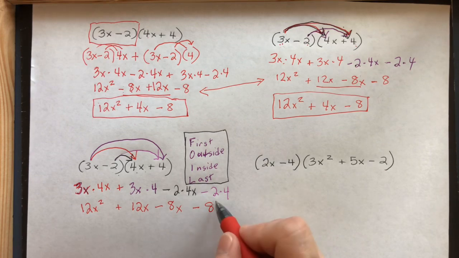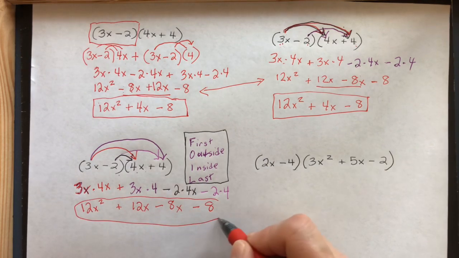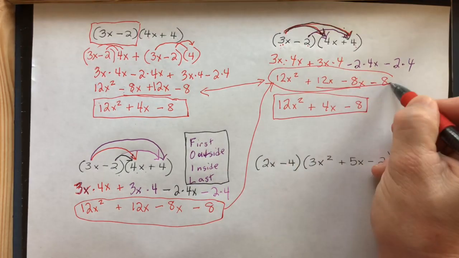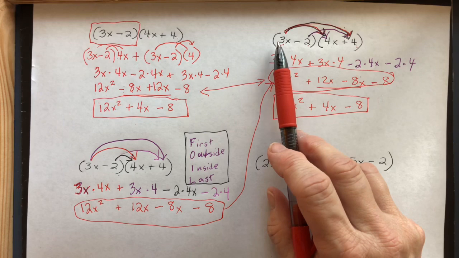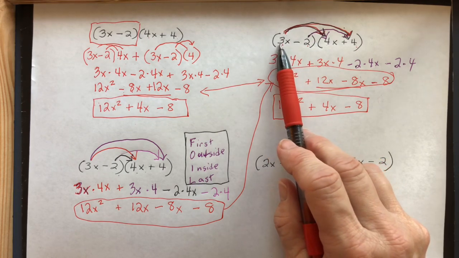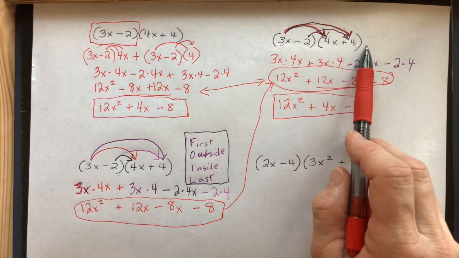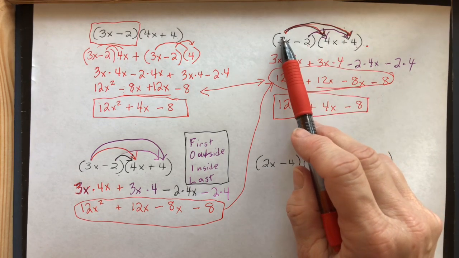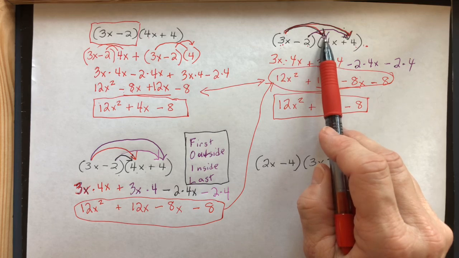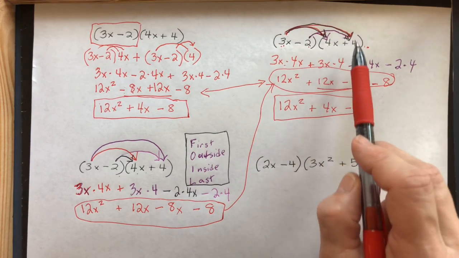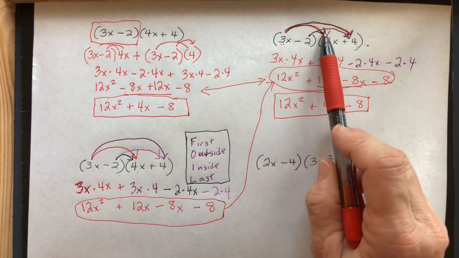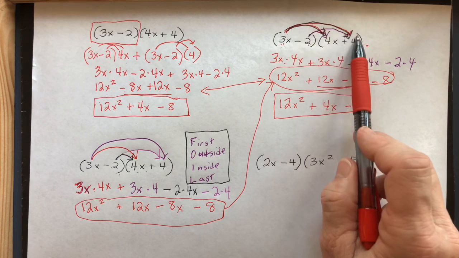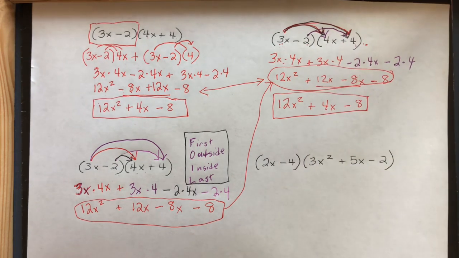Now look what I have here. This is the same exact thing that I got right here. And I did the same thing, remembering that I was going to multiply this 3x by every term, and then the negative 2 by every term. So this one, I did this one by this term, that's the first. This one by this term, that's the outside. This term by this term, that's the inside. And then the two last terms, this one times this one, that's the last.